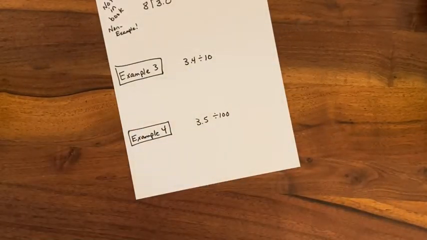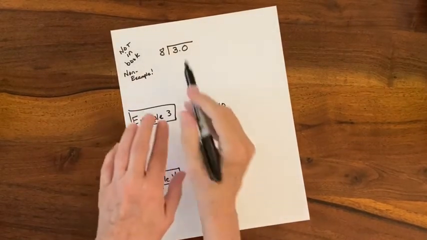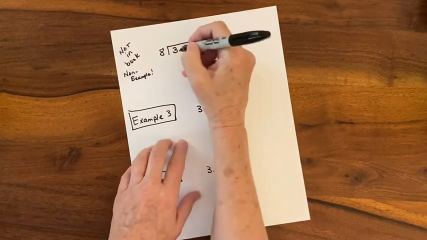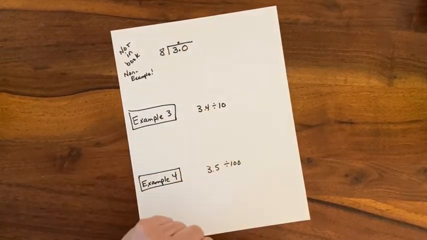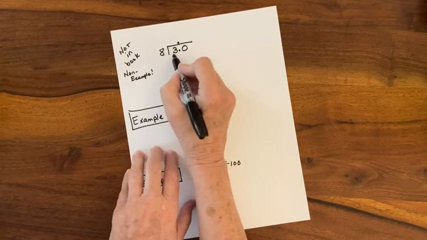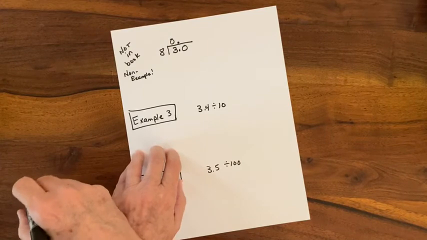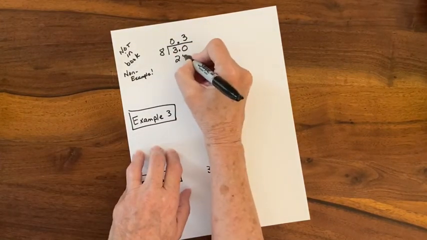Here's a problem that's not in the book. Okay, so I'm going to say 8 goes into 3.0. Bring my decimal up. Now it's 3.0. Will 8 go into 3? No. Will 8 go into 30? Yeah, sure. So 8 times 3 is 24.